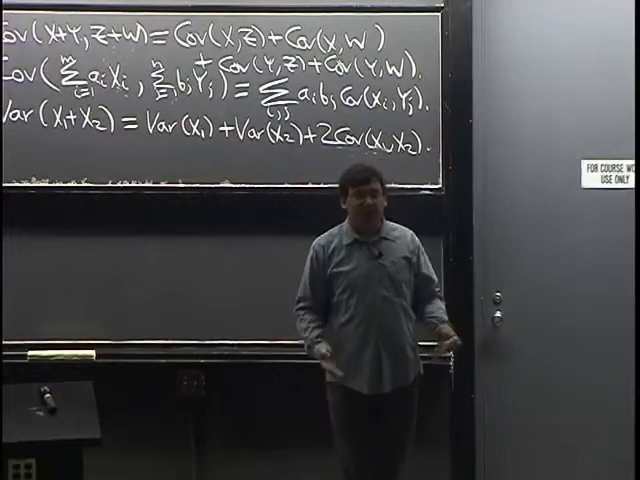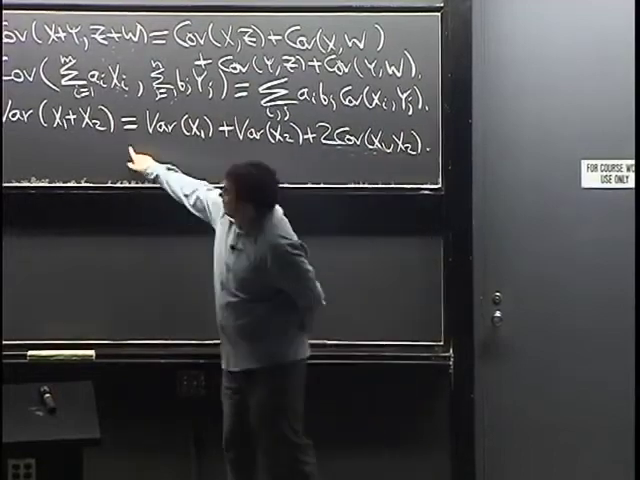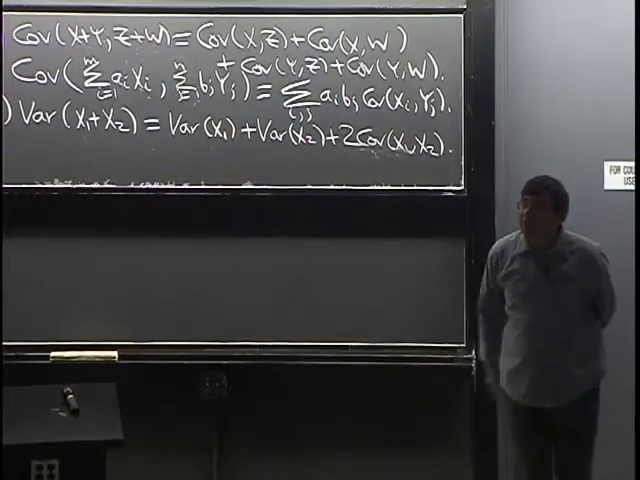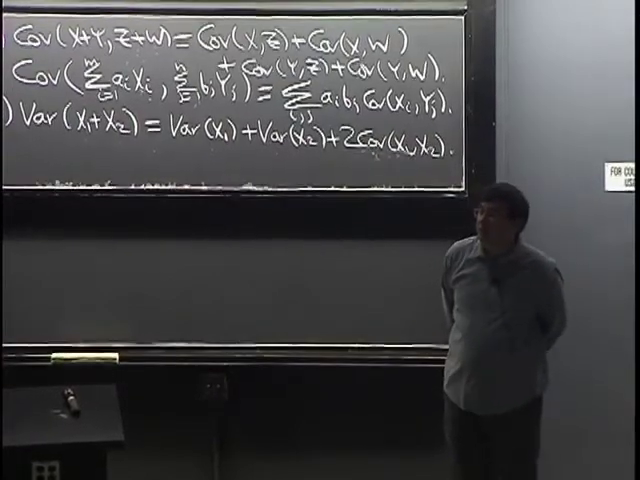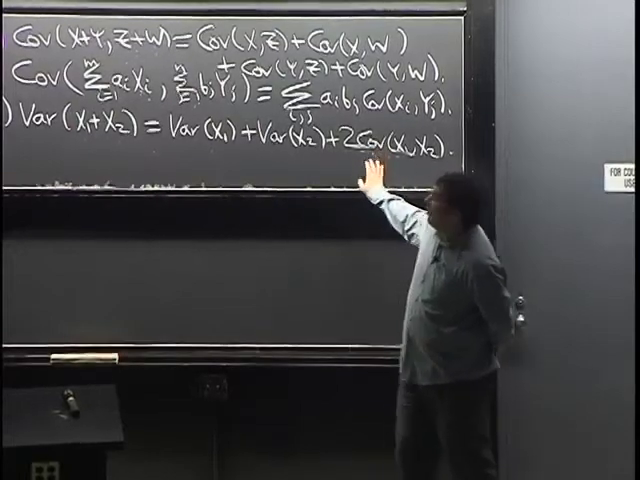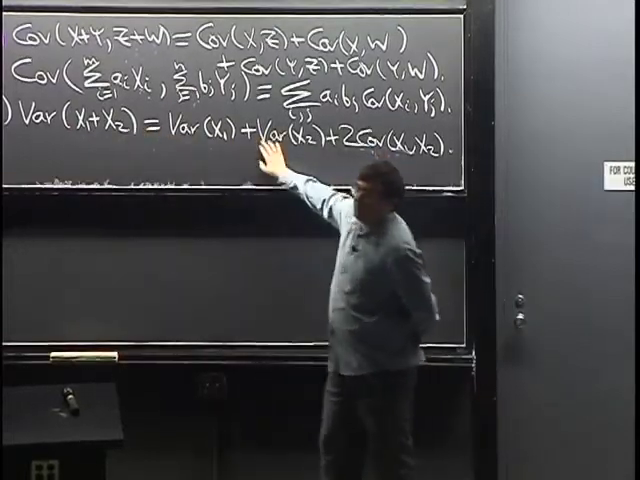Okay, but in general, you can't say the variance of the sum is the sum of the variances because you have these covariance terms. Yeah, question? Yeah, it's if and only if the covariance is 0 that the variance of the sum will be the sum of the variances.